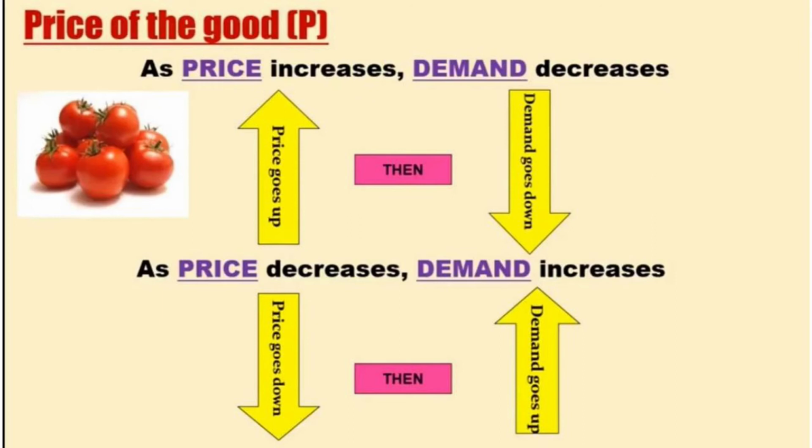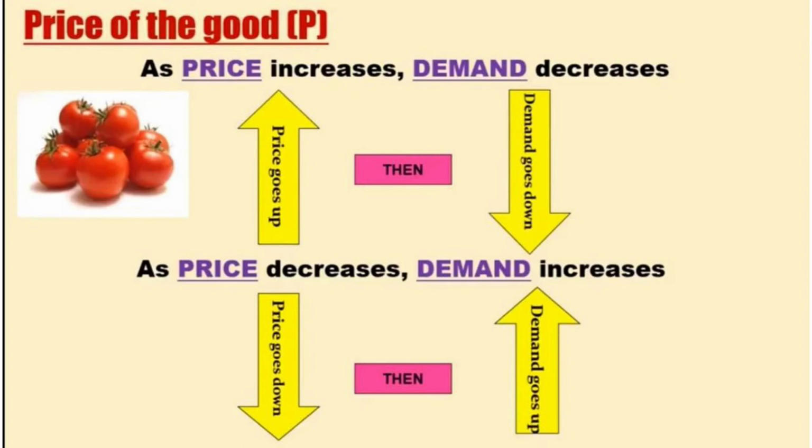So next, this can be elaborated with an example for each and every determinant. First, if you take the price, take an example for the price of good X. Here we can take tomato. As the price increases, demand decreases. So the price goes up, then the demand goes down. As the price decreases, the demand increases. So price goes down, then the demand goes up.